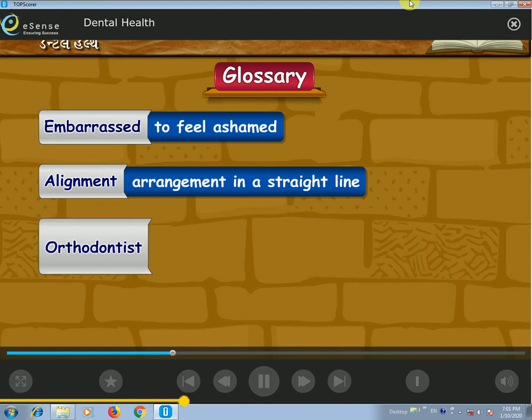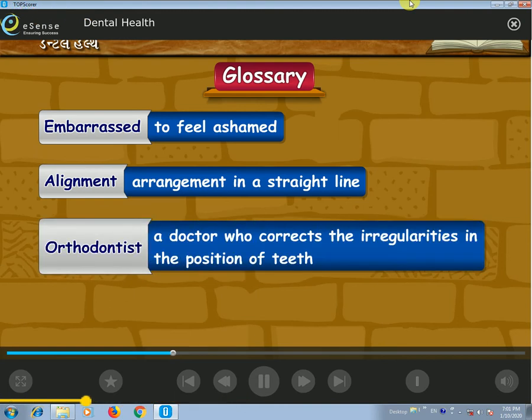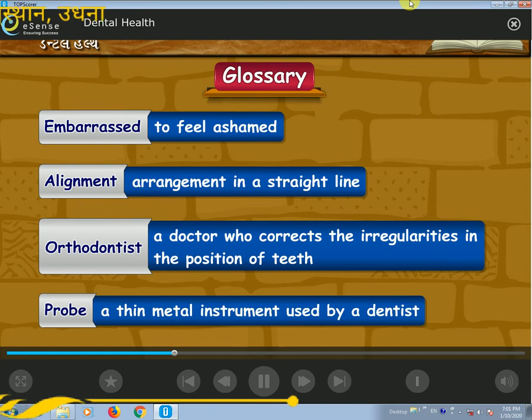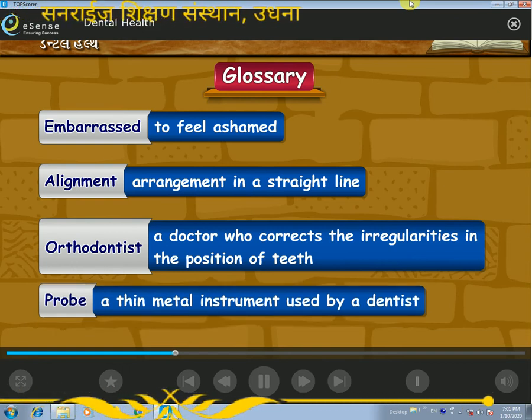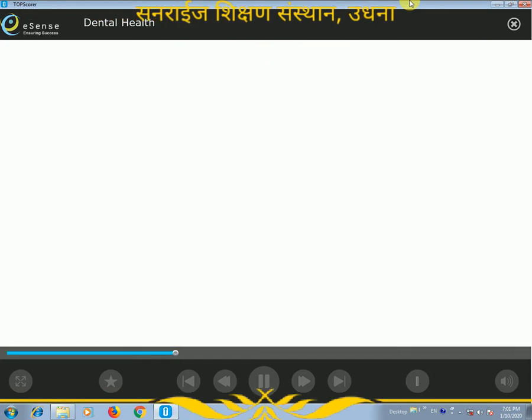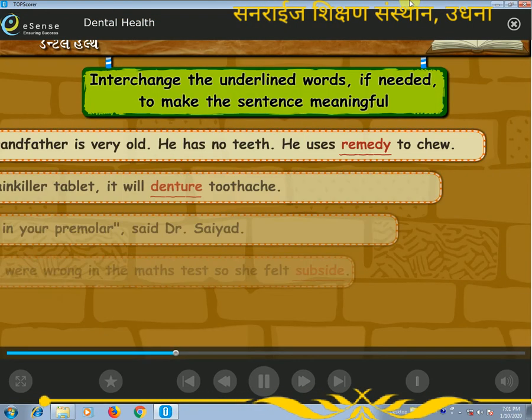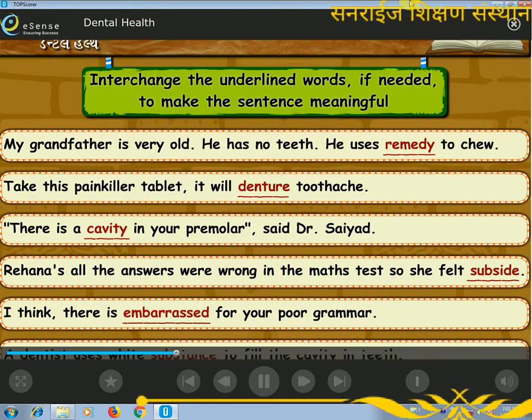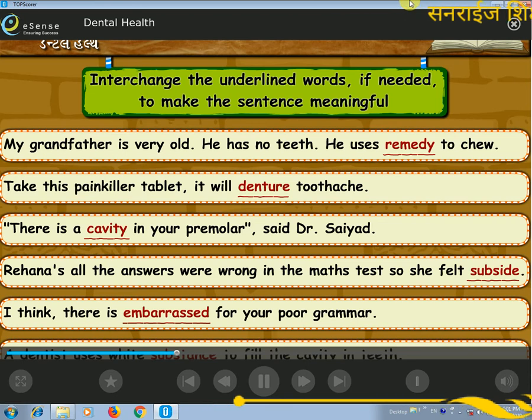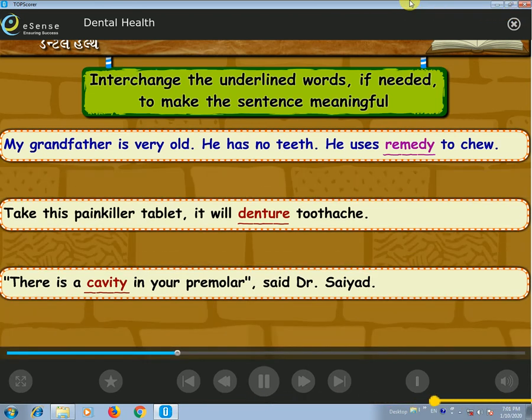Molar, teeth at the back. Restoration, replacement. Embarrassed, to feel ashamed. Alignment, arrangement in a straight line. Orthodontist, a doctor who corrects the irregularities in the position of teeth. Probe, a thin metal instrument used by a dentist.